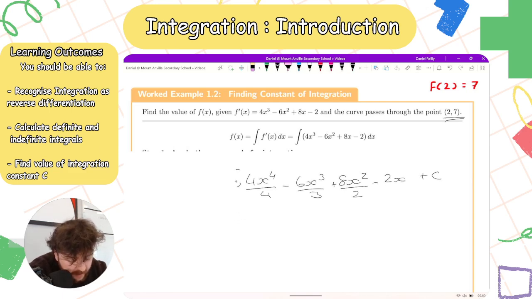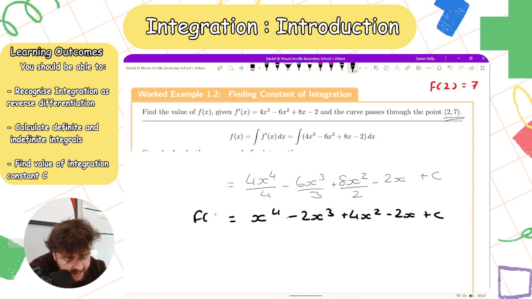And I am going to be left with here... Let me make the pen a bit bigger. And I'm going to be left with here x to the power of 4 minus 2x cubed plus 4x squared minus 2x plus c. And what do I know? That is my f of x. And what do I know about f of x? Well, when x equals 2, y equals 7.